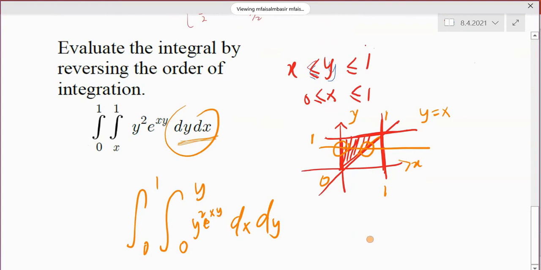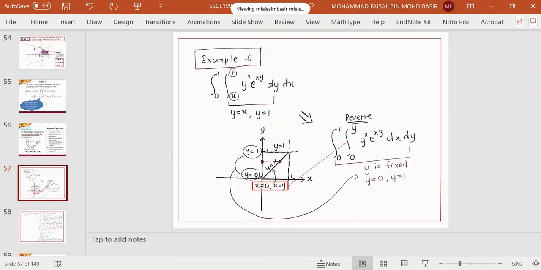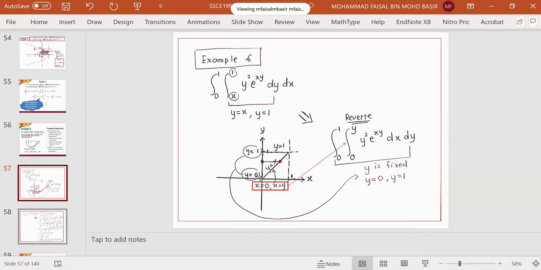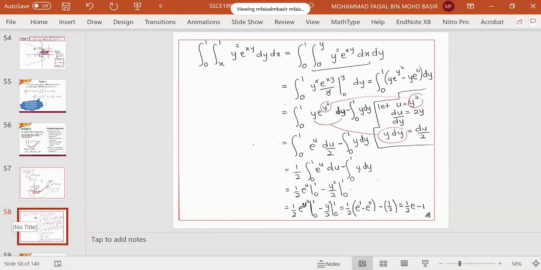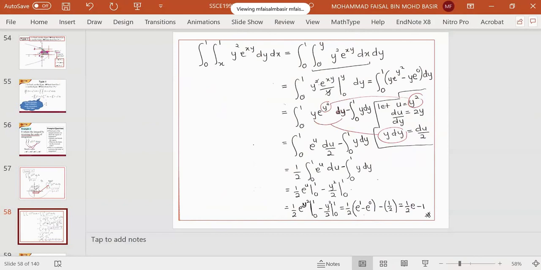This you can use substitution, u equals y squared. Is it? How do you want to solve this? Okay. See this. 0 to 1. Oh, it is dx first, right? Dx first. So just focus on this. Sorry. No need to use substitution. If you integrate with respect to dx first, y is constant. Okay? So the solution is here. But here, maybe you have to use substitution. Yes. You have to use substitution. So remember, recover back whatever you have learned in EM1. Okay?